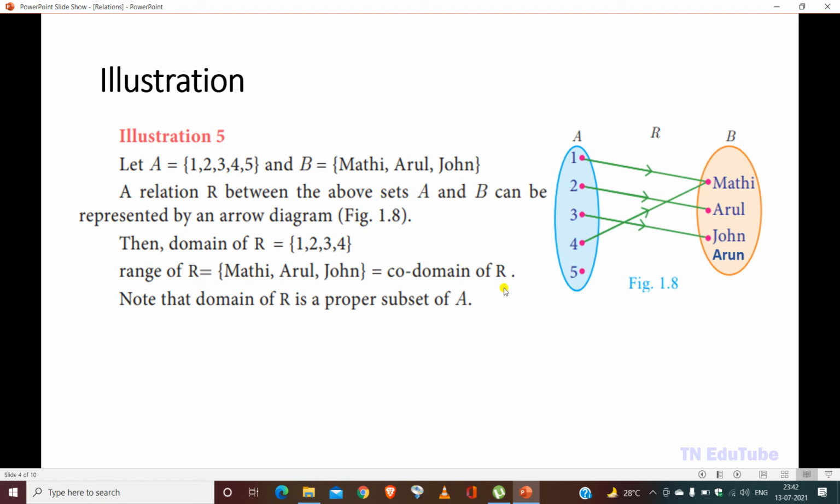Then suppose one more element, Arun, is there. Then what happens? The range remains Madhi, Arul and John, but the codomain becomes these 4 elements. See this? Now the codomain of R has these 4 elements, but the range is only 3 elements.